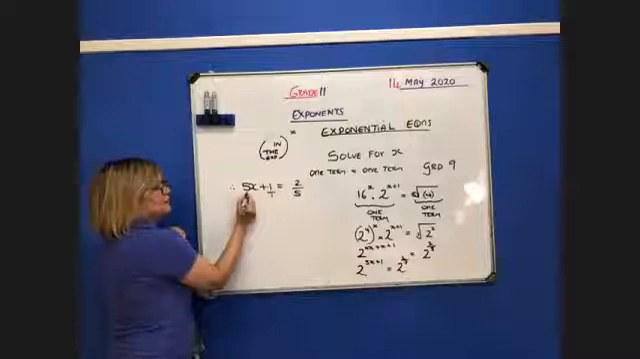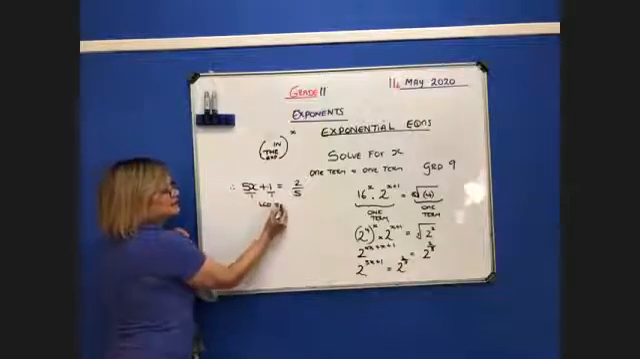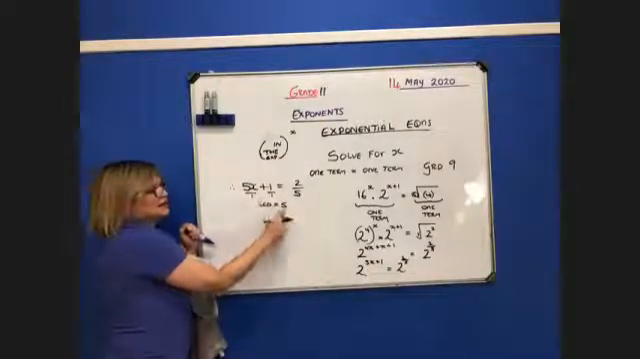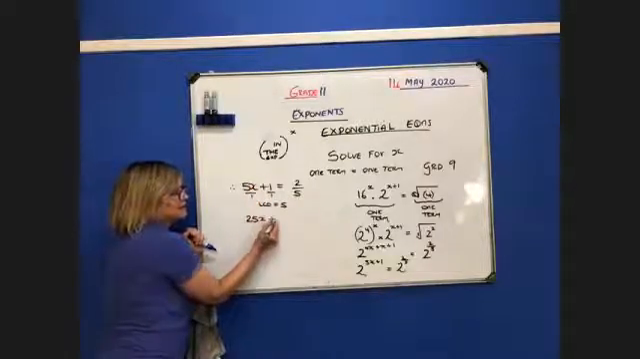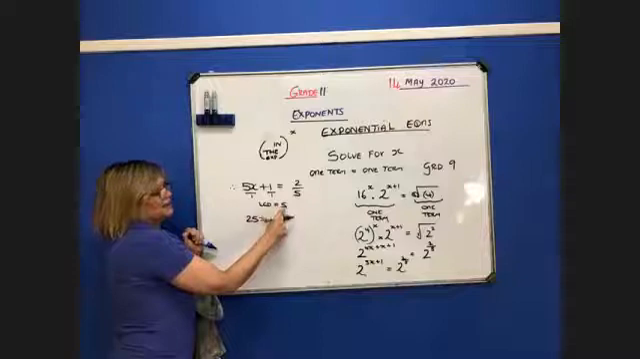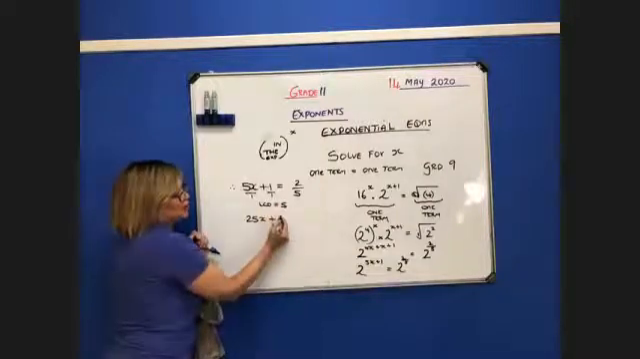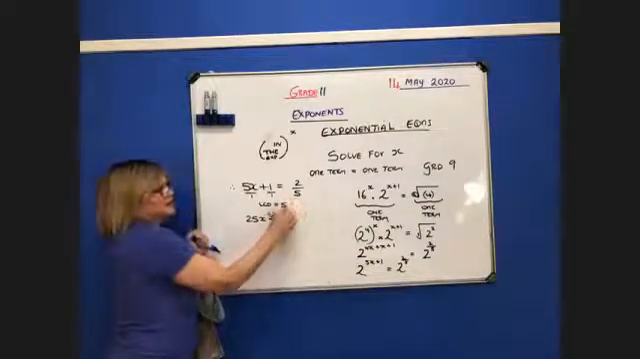If I put everything over 1, my LCD is 5. 1 divided into 5 goes 5. 5 times 5, that's 25x, plus 1 divided into 5 goes 5. 5 times 1 is 5. 5 divided into 5, 1 times 2 is 2.